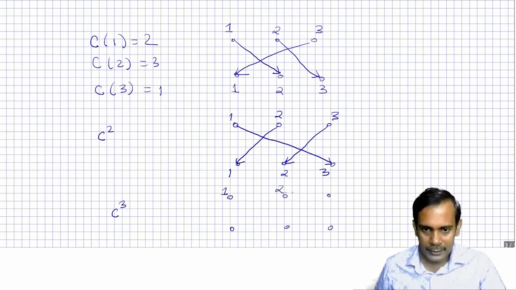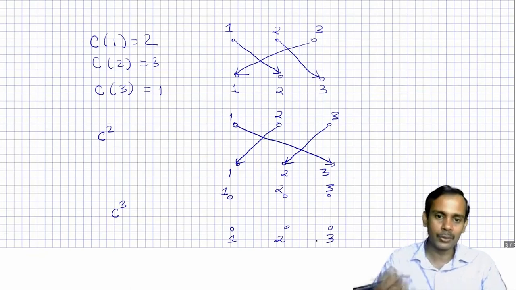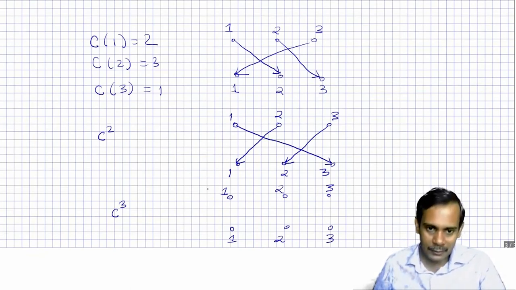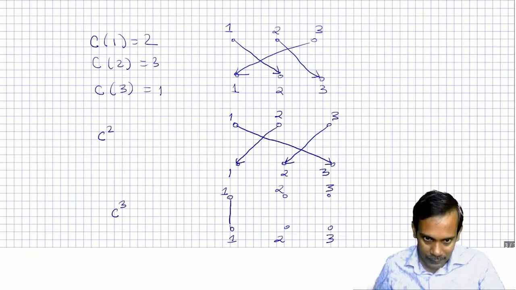So now we have to apply C 3 times. Under C cubed, when you apply C the first time, 1 goes to 2. Then the second time, 2 goes to 3. And then we apply it the third time, 3 goes to 1. So 1 goes to 1. Similarly, 2 goes to 2 and 3 goes to 3.